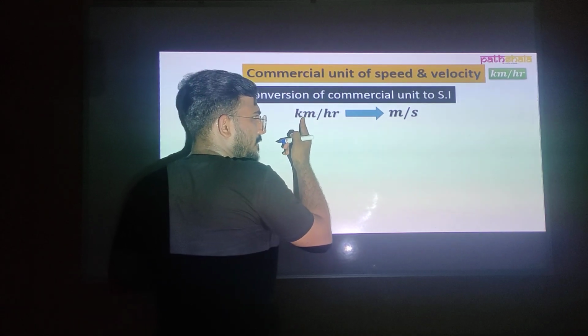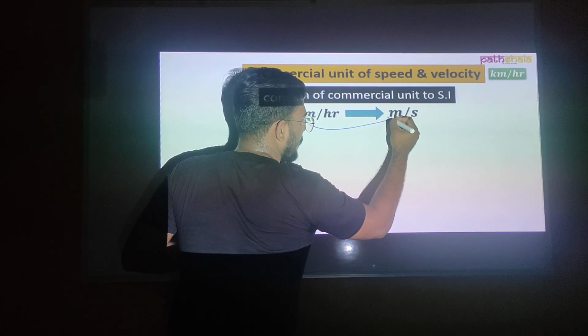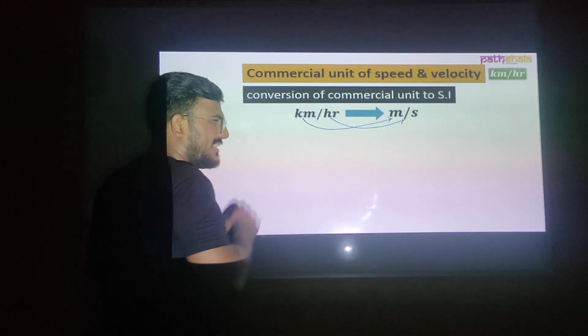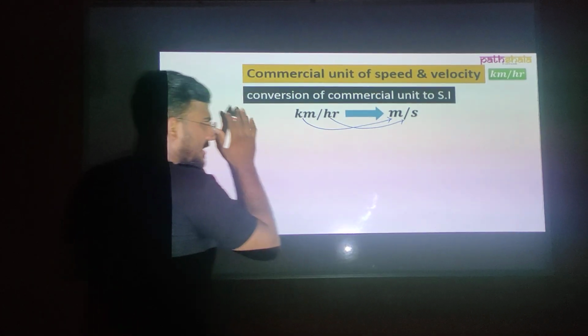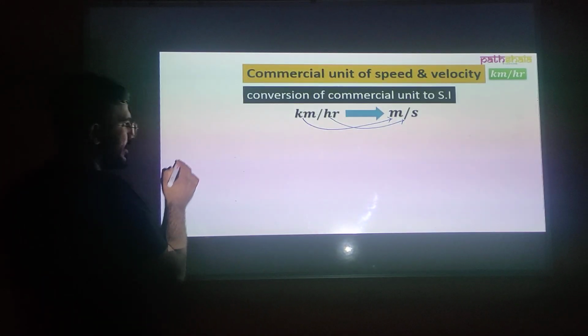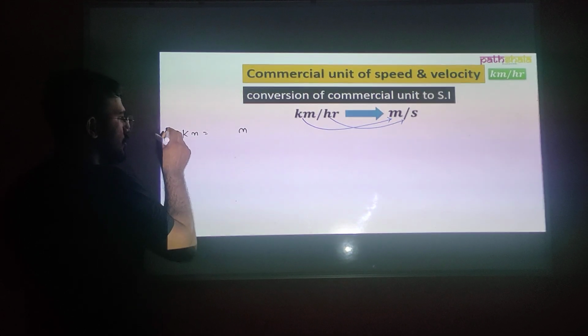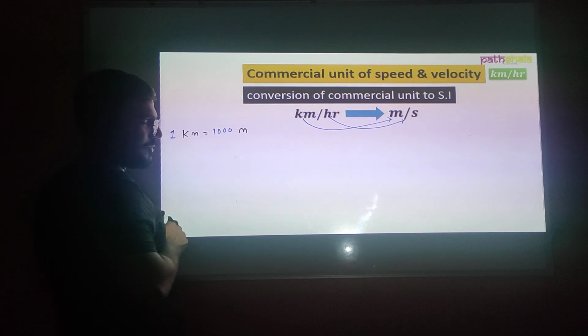If I say I want to convert kilometer per hour into meter per second, it means that kilometers we must convert into meters, and hours we must convert into seconds. Let's see how we do that. Some kilometers have to be some meters. There has to be a conversion, right? Let's say we take 1 kilometer. 1 kilometer is simply 1000 meters.